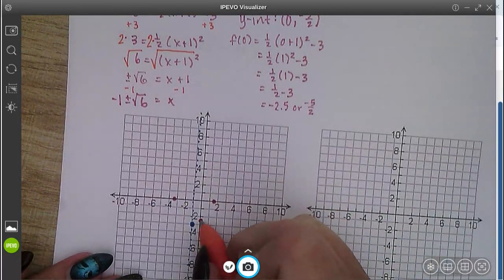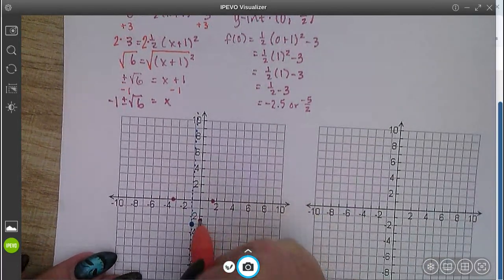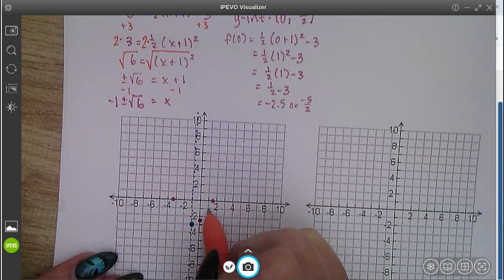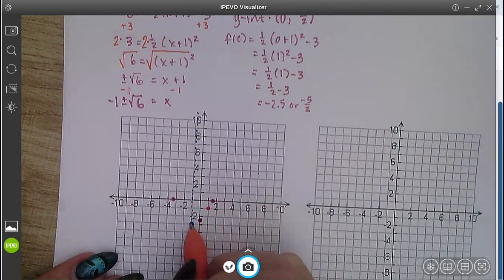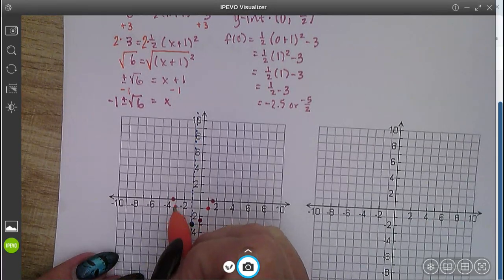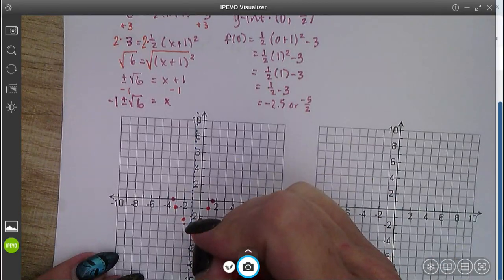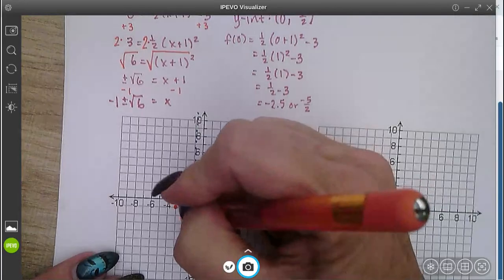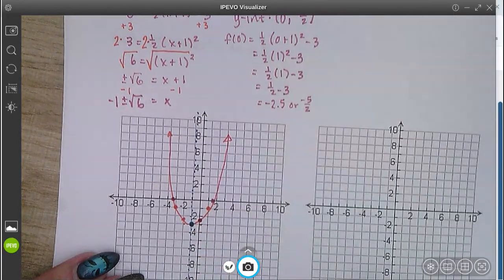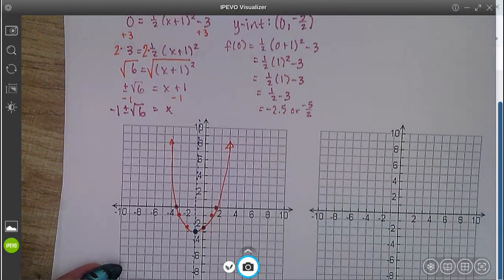Over 1, up 1/2, and look at that, it landed right on our y-intercept. Then go back to the start, over 2, up 2 to right there. And then back to the vertex, over 1, up 1/2. Back to the vertex, over 2, up 2. And then I'm going to graph a parabola that looks like this.